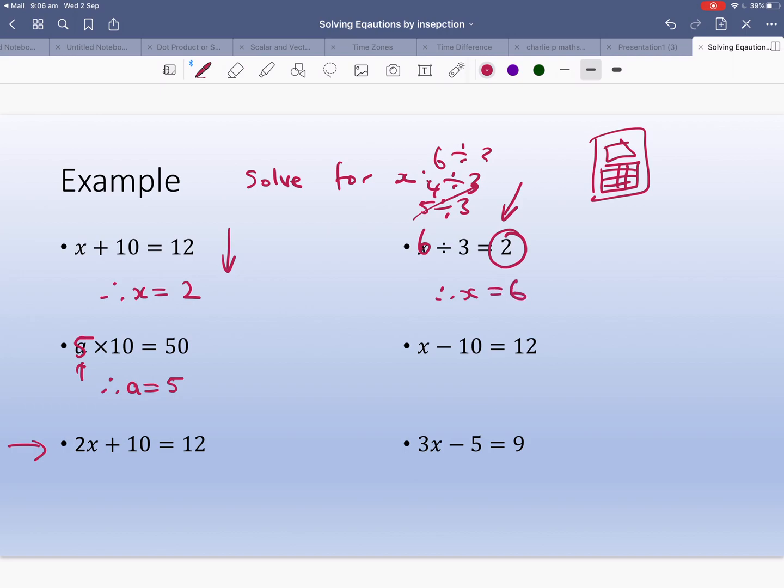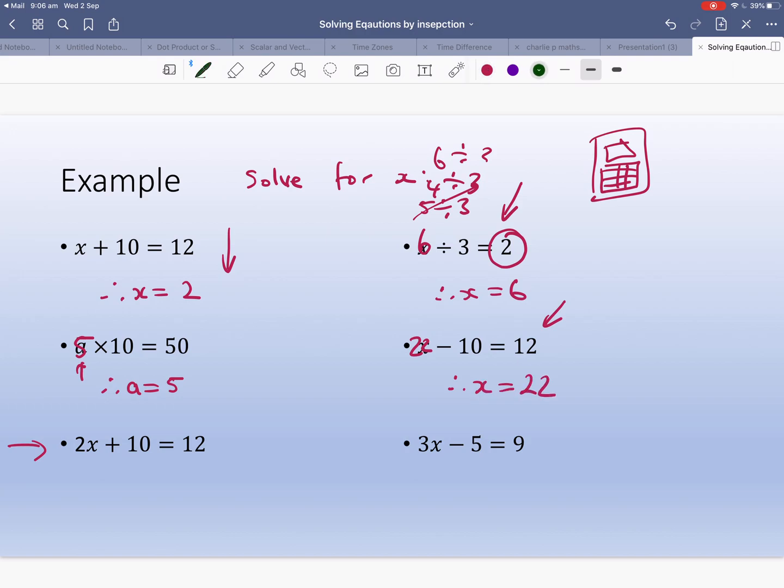Okay. See if you can do this one. Pause it. All right. Hopefully you've paused it. What's the answer going to be? What minus 10 equals 12? 20 minus 10 equals 10. So it has to be more than that. Oh, 22. If I go 22 minus 10, therefore x equals 22.